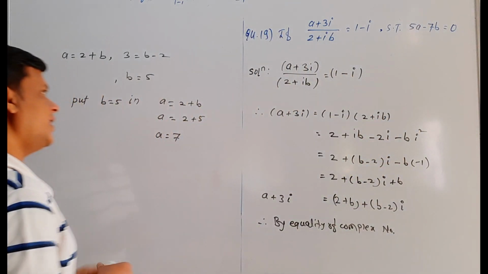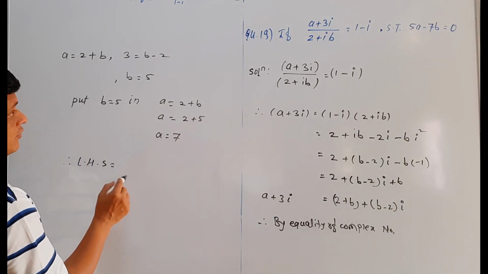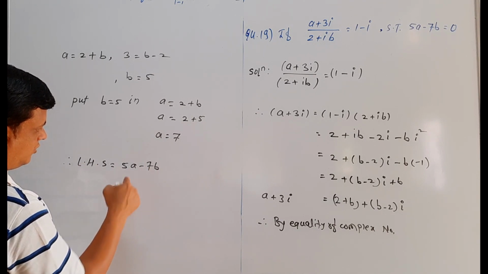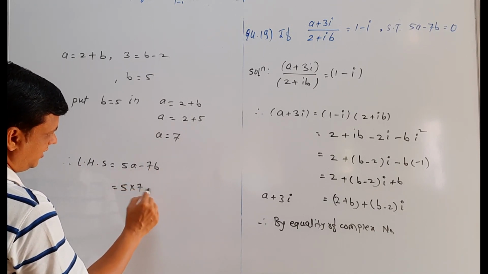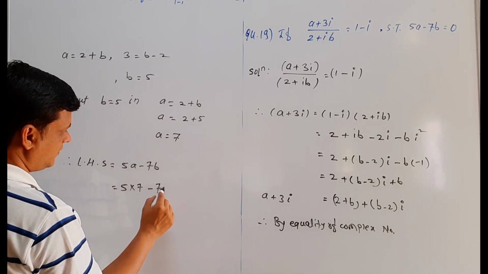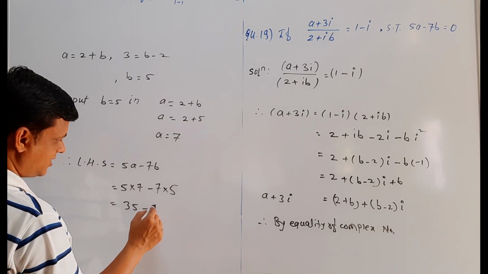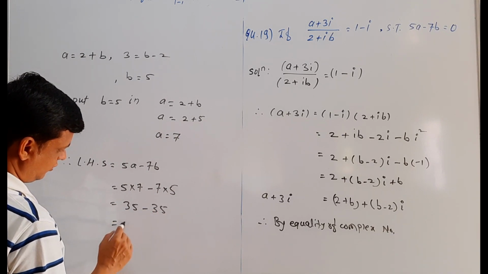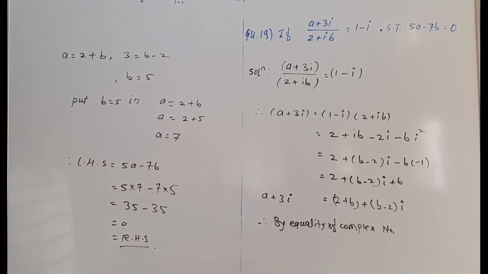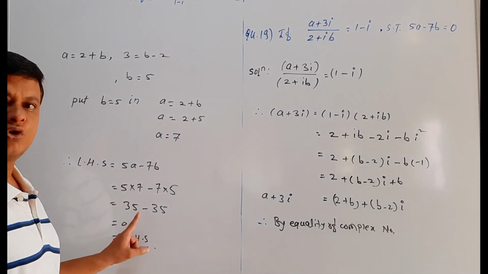So we consider the LHS first. Therefore LHS = 5a - 7b. Now substitute the value of a as 7, minus 7 into, substitute the value of b as 5, into 5. So 5 sevens are 35, minus 7 fives are 35, which is equal to 0, which is equal to RHS. So in this way we show 5a - 7b = 0.